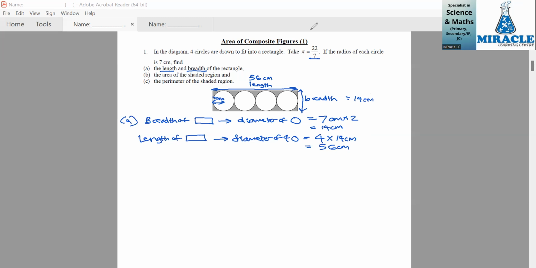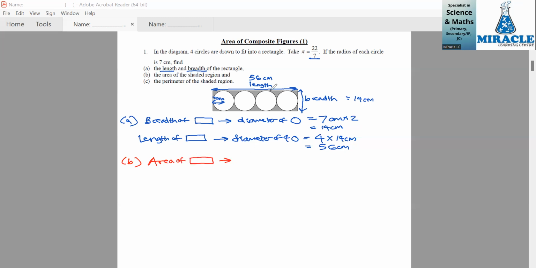Now on to part B. Part B wants us to find the area of the shaded region. So we realize we can find this by taking the area of the rectangle minus the area of 4 circles. Then you'll only be left with the shaded region. So let's find the area of the rectangle first.